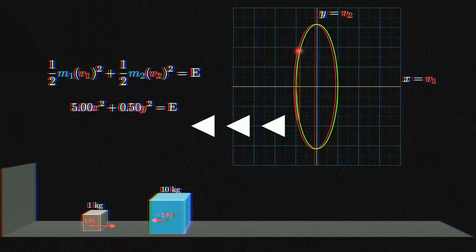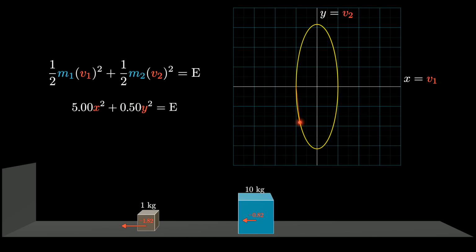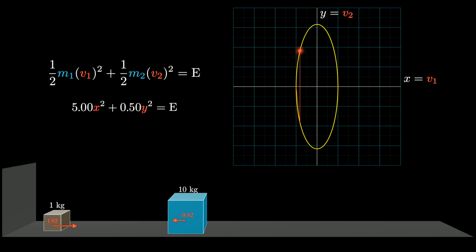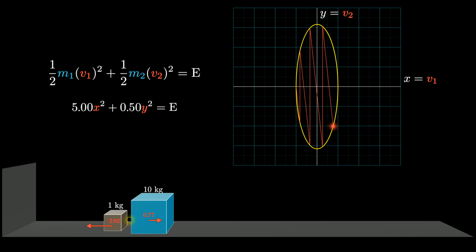As our experiment unfolds and that pair of velocities changes, it always does so in such a way that this point inside our state space stays constrained to this ellipse. If it landed anywhere else, it would mean energy was not conserved.